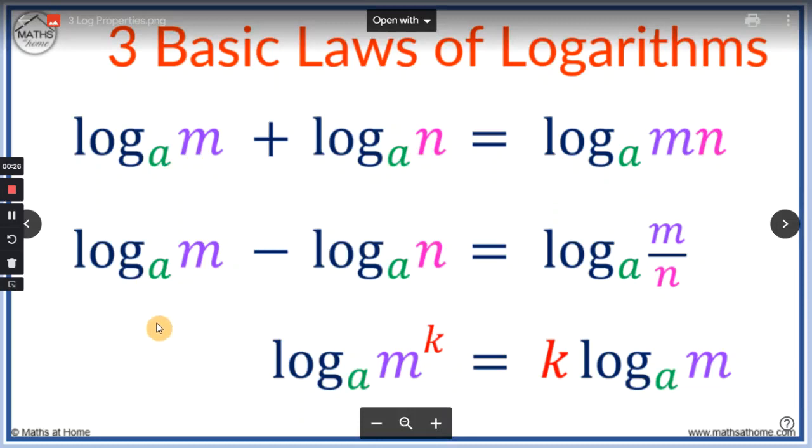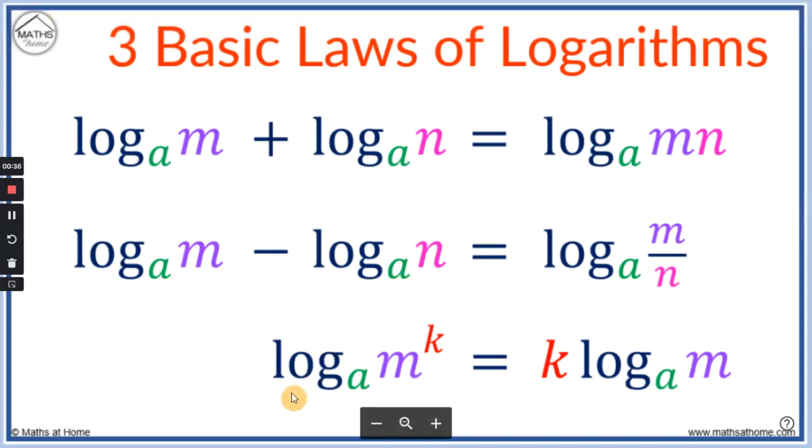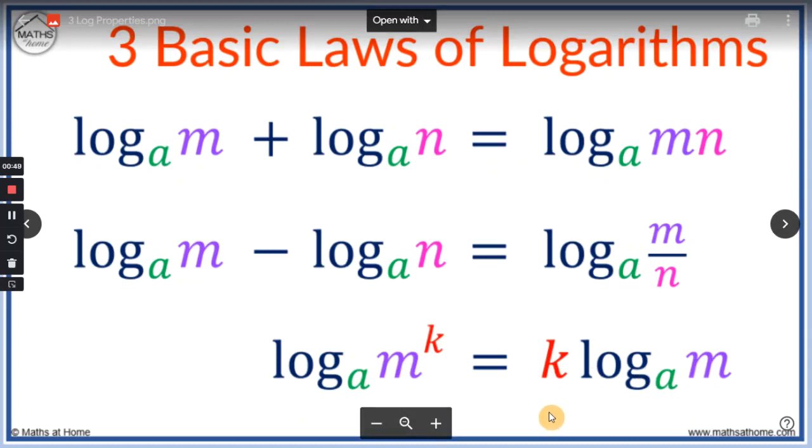The second one was the quotient property. Log m minus log n is log of m divided by n. Again, notice that the base numbers match for the logs. And finally, the exponent property. If you have the log of m to the power of k, you take that exponent and move it out front. It becomes k times log of m.